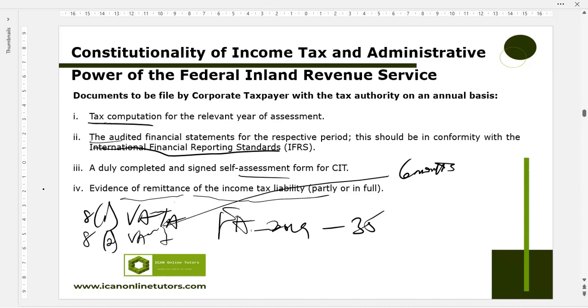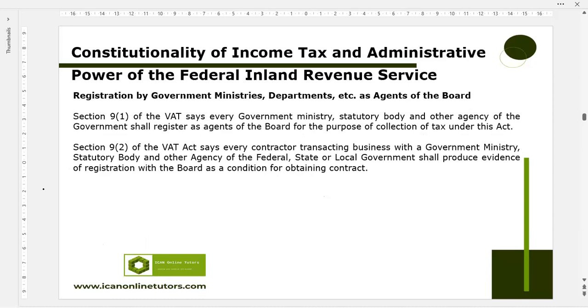So the Finance Act increased the penalty to 50,000 naira for the first time you fail to register. So if you commence business in January, it means that you should have registered between January and 30th June. Otherwise, you'll be liable to penalty. So as at 1st of July, you are liable to a penalty of 50,000 naira. Subsequently, if you fail to register with the FRS, you will be liable to a penalty of 25,000 naira for every month which the failure continues. Are we together? So then, registration by governments, ministries, departments as agents of the board.